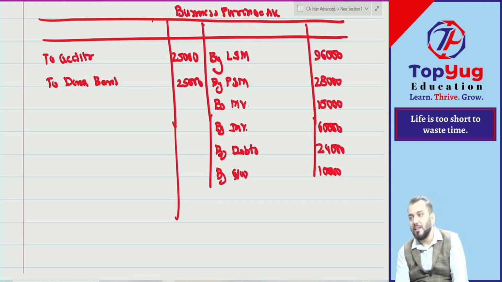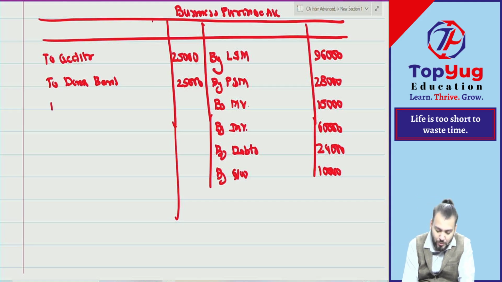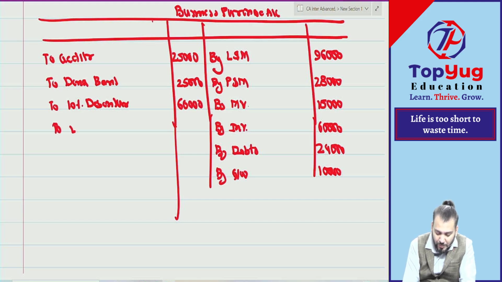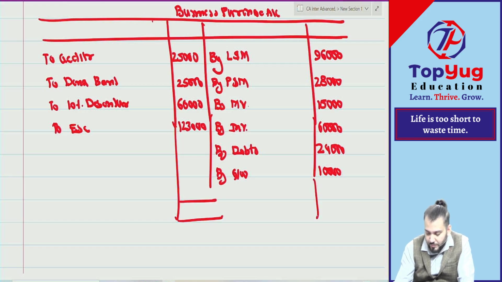The difference will be the amount of PC. To 10% debenture, how much? 60,000. And to equity share capital, how much? 1,23,000. Done. Tally it.